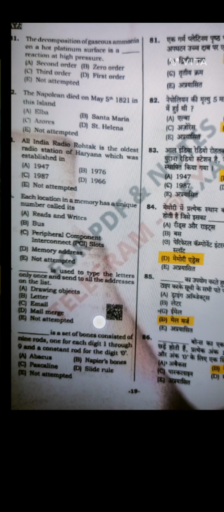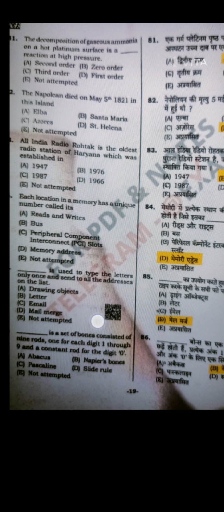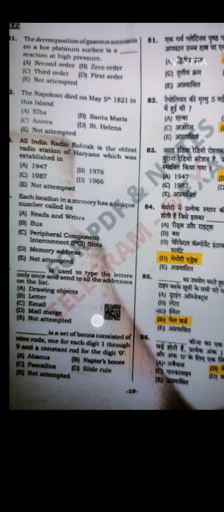So the next question is: each location of the memory has a unique number called the memory address. Each location of the memory has a unique number called the memory address.